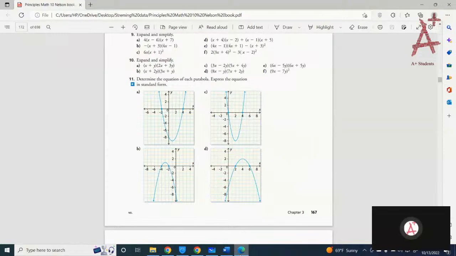Okay, you are given the graph. You have to write the equation of the parabola from the graph. Got it?